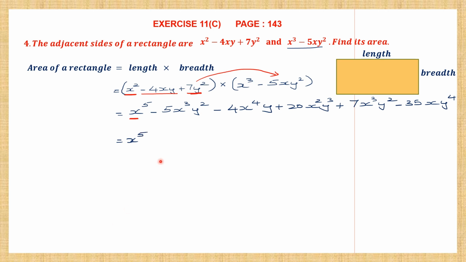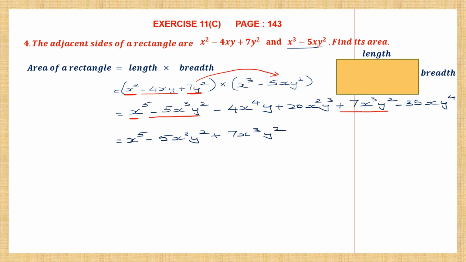Now here we have x to the power of 3 and y to the power of 2. Let's see whether we have x cubed anywhere. Yes, here we have x cubed, y square. So that means these two are like terms. So let's underline that. These are the like terms. Let's write them down. So this is minus 5x cubed y square plus 7x cubed y square.